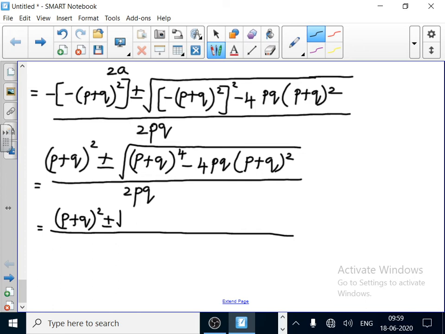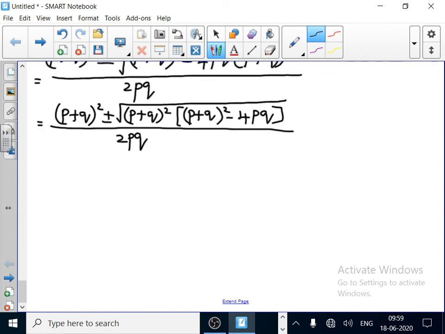While taking from outside, you have to take the least power. So I take p plus q whole square outside the square root. Then the remaining term will be p plus q whole square minus 4pq, whole divided by 2pq.